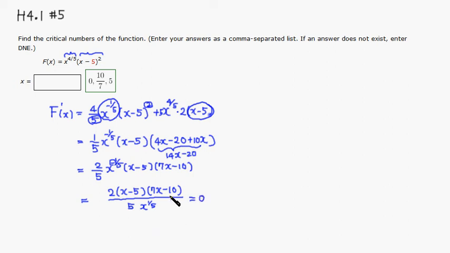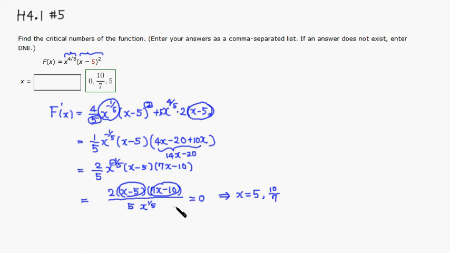If you set that equal to 0, we just have to set the top equal to 0. So you can see that x equals 5 is one of them, from this guy. And let's set this guy equal to 0, so x equals 10 over 7, from this guy.